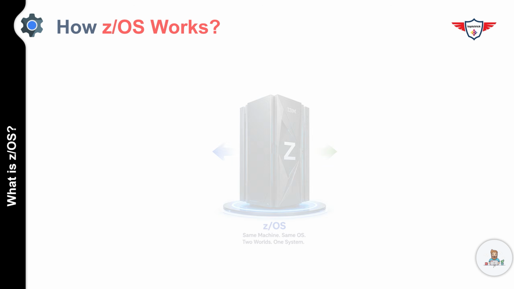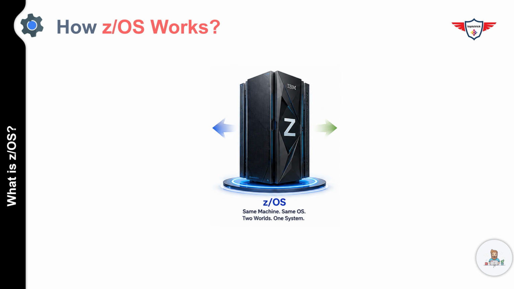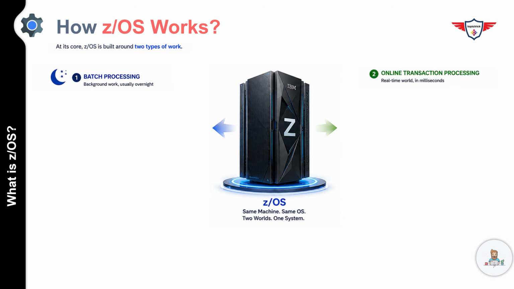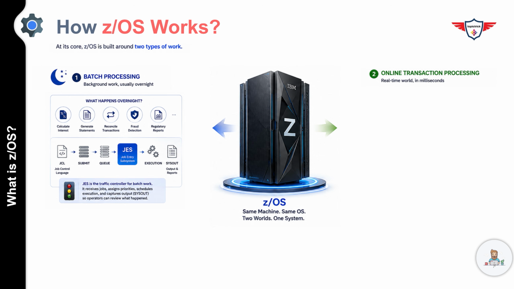Now let's get into how z/OS actually works. And you don't need a computer science degree to follow this. But I want to give you a real understanding of the architecture because it actually explains everything. So z/OS is built around two types of work, that is batch processing and online transaction processing. Let's take them one by one.